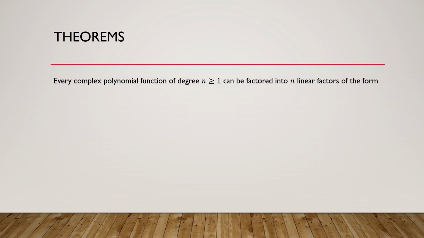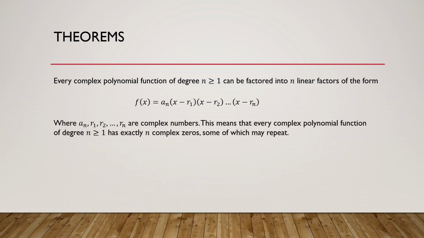Every complex polynomial function of degree n greater than or equal to 1 can be factored into n linear factors of the form f of x is equal to a sub n times the quantity of x minus r sub 1 times the quantity of x minus r sub 2, and so on times x minus r sub n, where a sub n, r sub 1, r sub 2, and so on, including r sub n, are complex numbers. This means that every complex polynomial function of degree n greater than or equal to 1 has exactly n complex zeros, some of which may repeat.